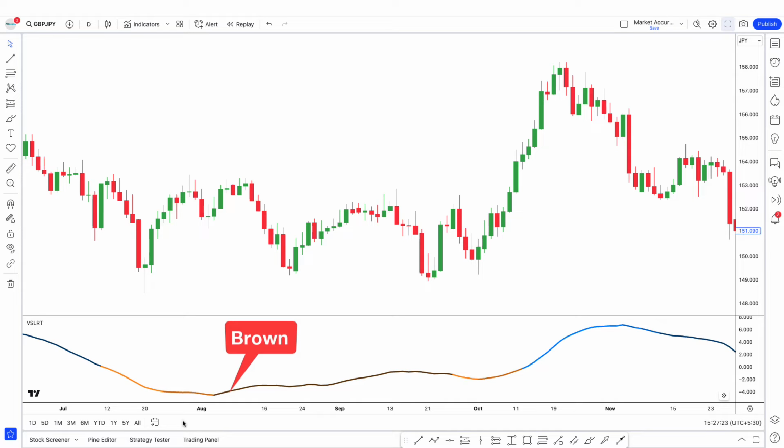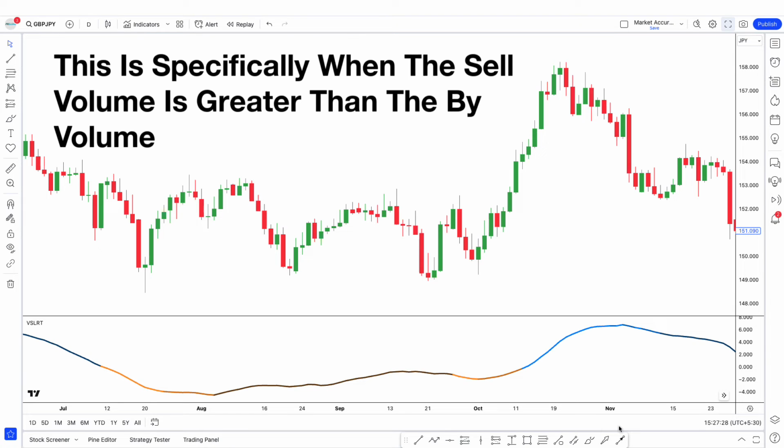Conversely, when the oscillator is colored brown, that indicates a long-term bearish trend. When it's colored bright brown like here, that indicates that the strength of the bearish trend is increasing. This only happens when the trend is backed by a substantial amount of volume. This is specifically when the sell volume is greater than the buy volume.